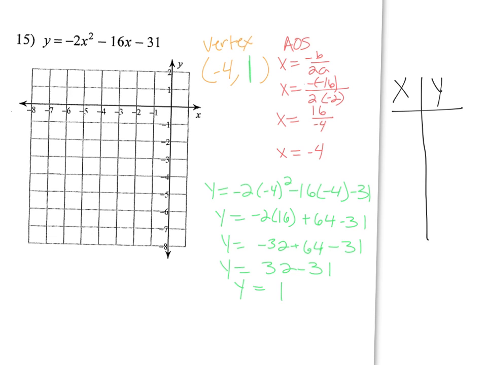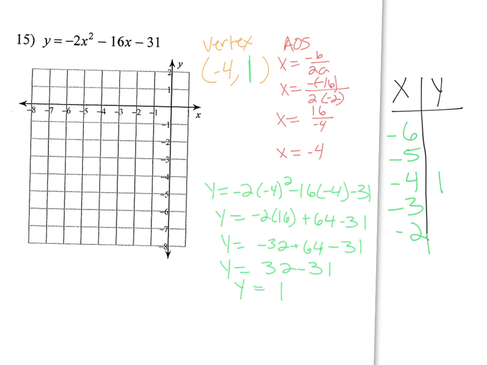The one we want to put in the middle here is going to be -4. And we do know the outcome of that is 1, because that's your vertex. Then I want to go down 2 and up 2. So if I went down 2, it would be -5, -6, and up would be -3, -2. Now, all of these numbers, as we did in class, you have to plug in and evaluate.